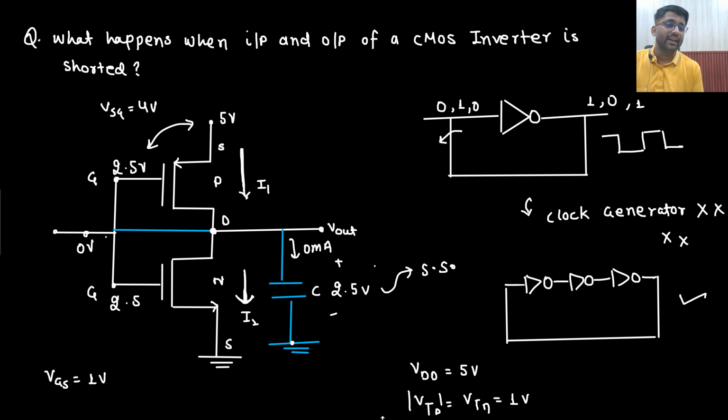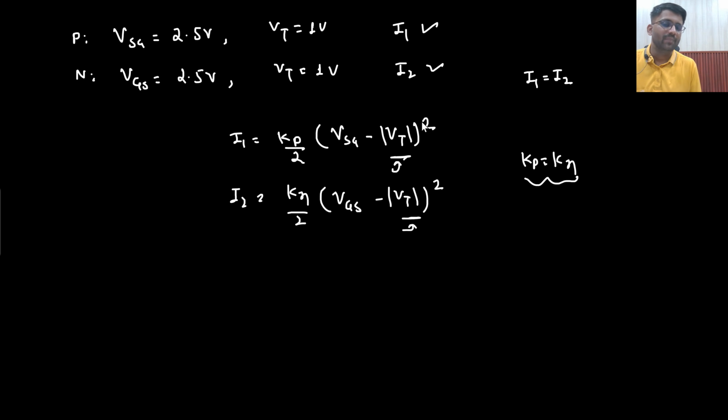So is it acting as an astable multivibrator, like 0 1 0 1 0 1? Is it acting like that? No, it came and got stabilized at some value. But what assumption did we make? The assumption we made was that Kn and Kp were both the same, and Vt was also the same.